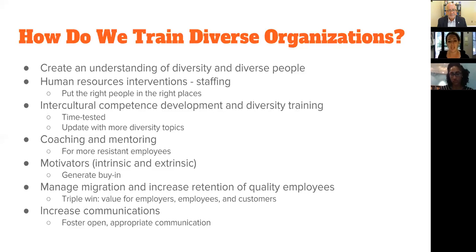Migration management and retention of quality employees is huge with diversity training, especially when you're looking at people who are diverse themselves, who could provide an example for newer diverse employees to keep them around and to help them develop. And this creates this triple win. You're having value for your employers, your employees, and your customers or clients.